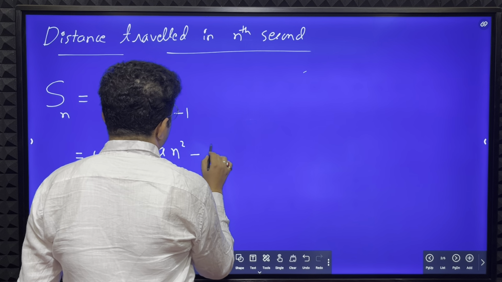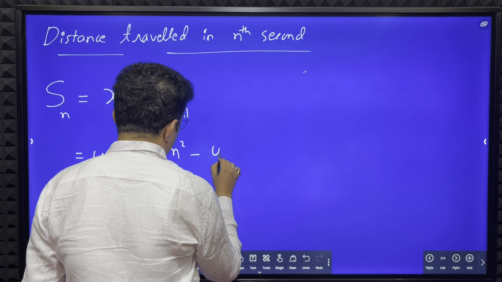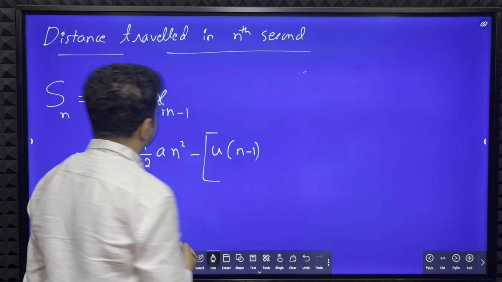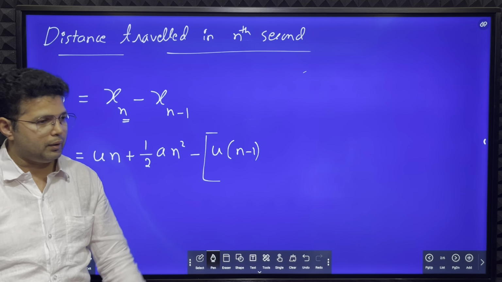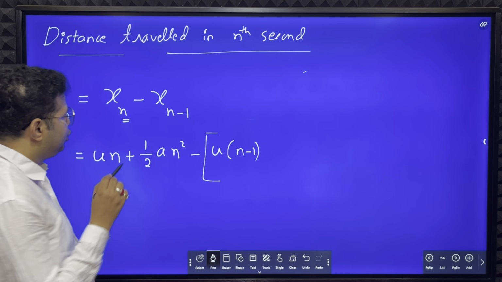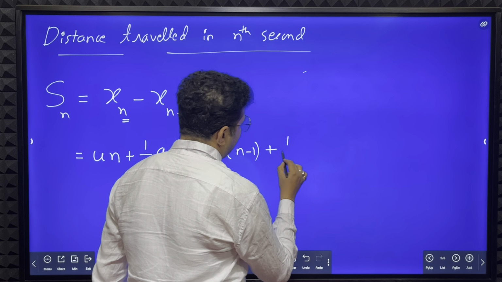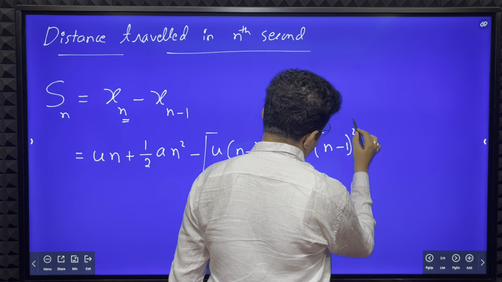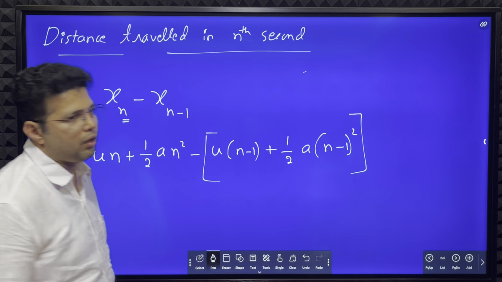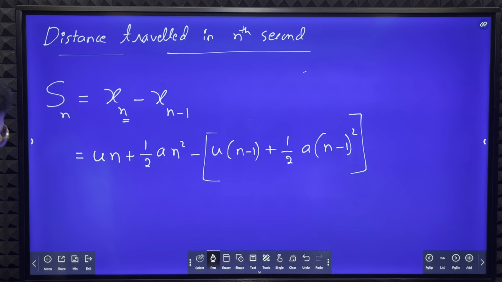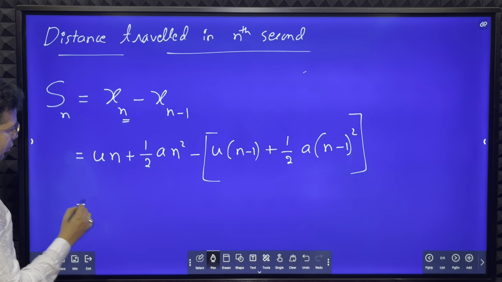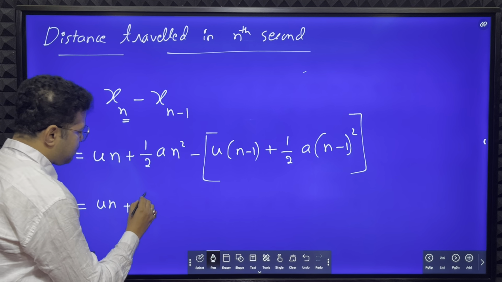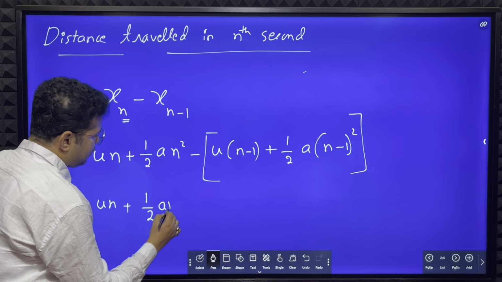Minus the distance traveled in n minus 1 seconds. I have to calculate the distance traveled in n minus 1 seconds, so t means n minus 1: u t plus half a t square. After some simplification, okay, un plus half a n square.